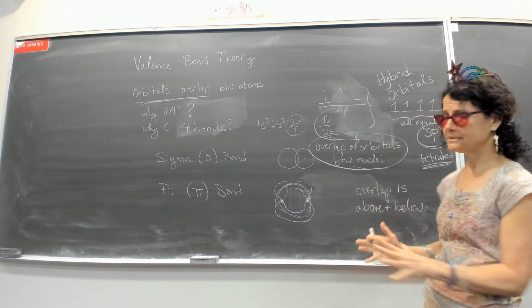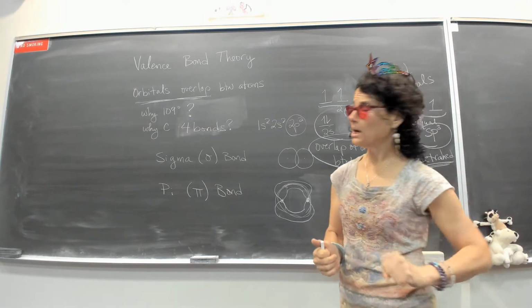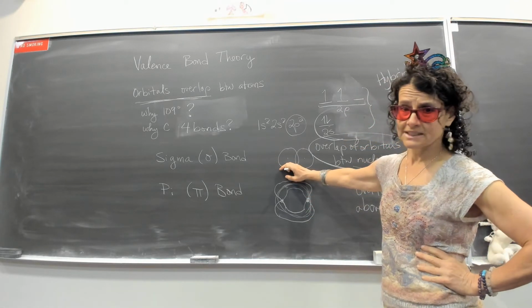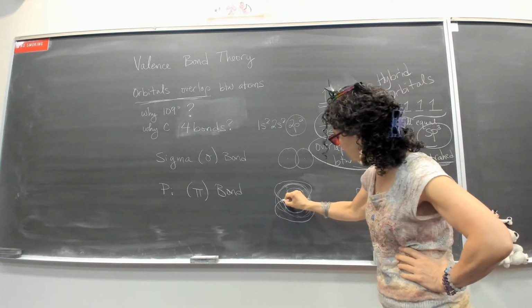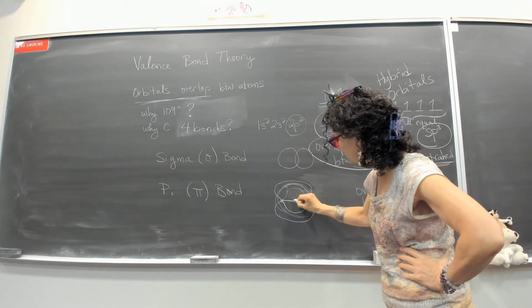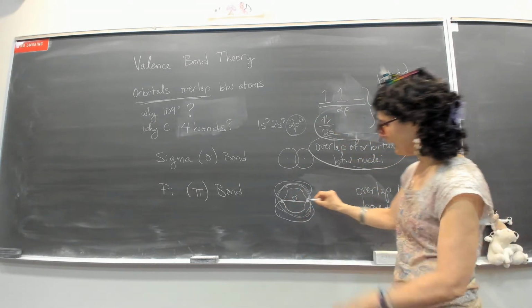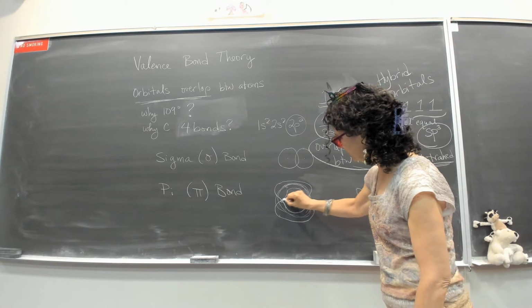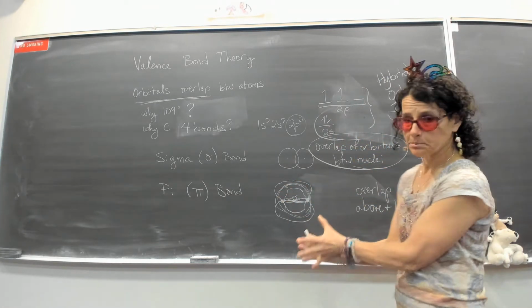And so the overlap is above and below. Now in valence bond theory, you always start with sigma. So you would have a sigma bond in between, in which the overlap would be in between the nuclei. And then you get this pi bond.